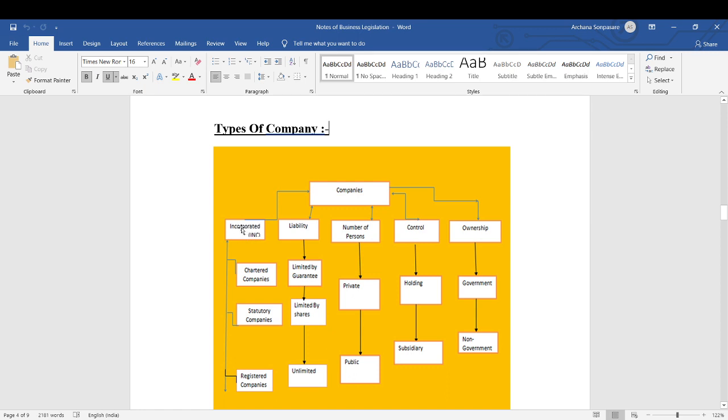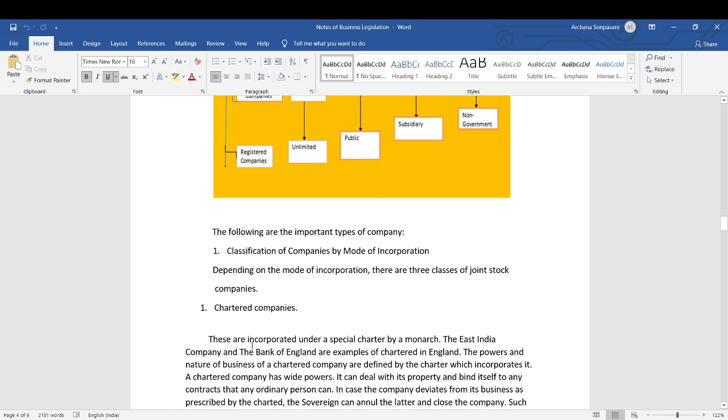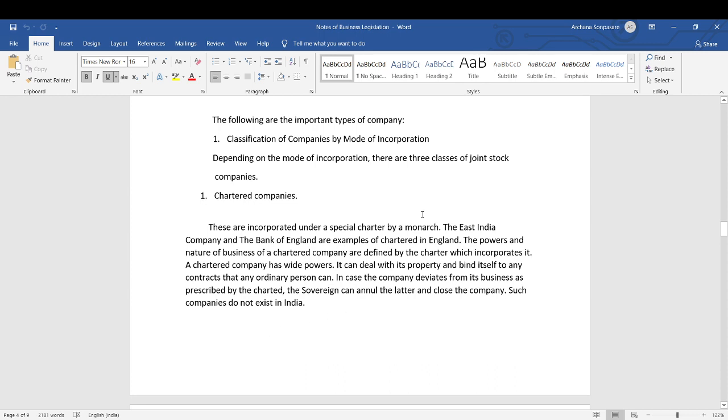There are 3 types of companies. First one is the chartered company, second is the statutory company, and third is the registered company. Let's see in detail what these companies mean and what their various definitions are. On the basis of classification of companies by mode of incorporation, it is divided into 3 classes. First class is the chartered companies.